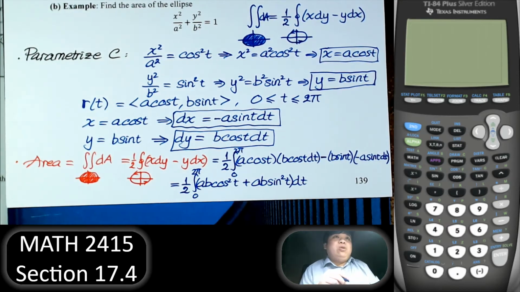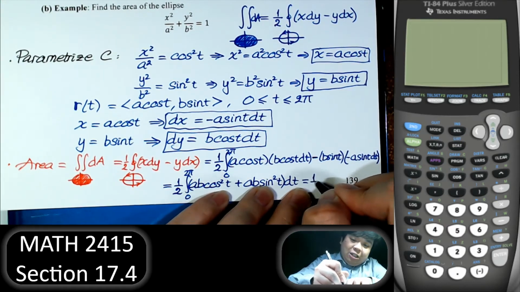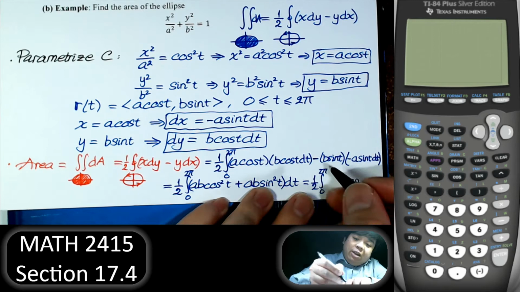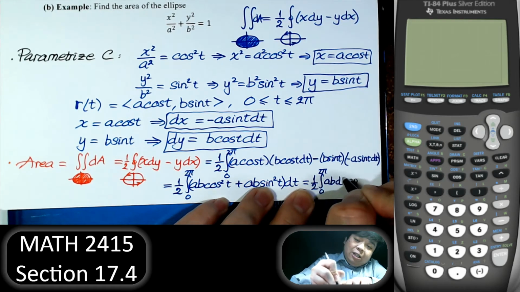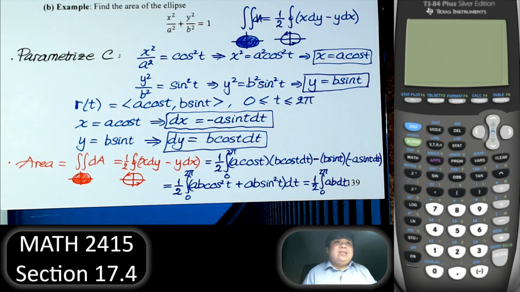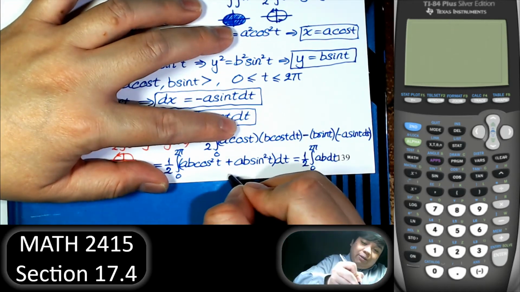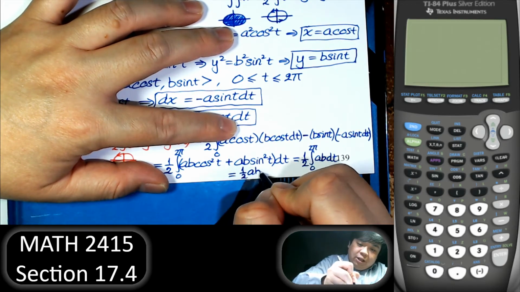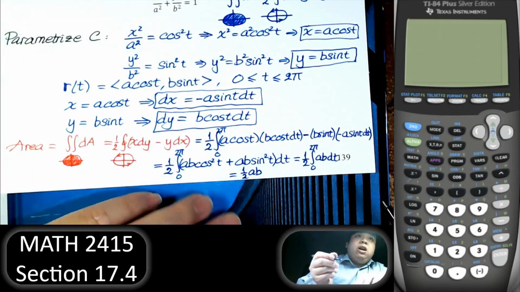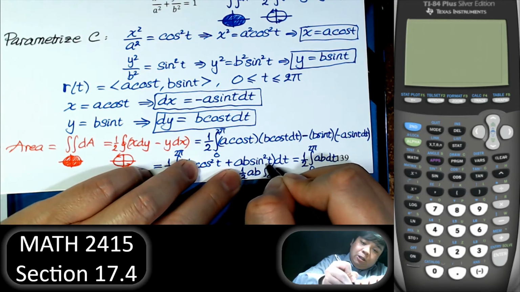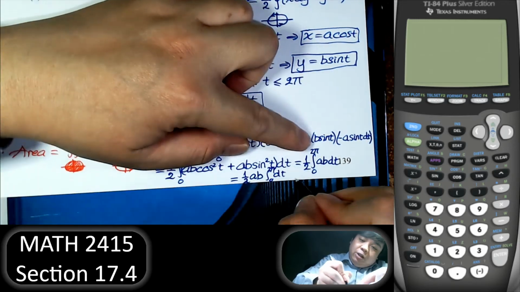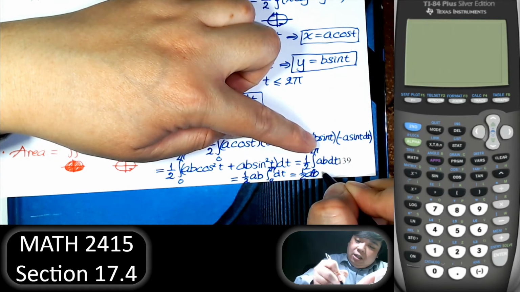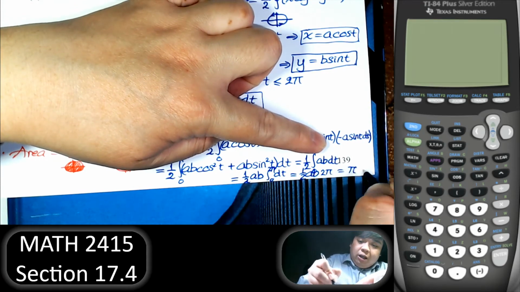Now cosine square plus sine square is 1, right? So this turns into this integral. We just have ab dt. All of them are constant. So the integral equals 1/2. ab is constant, so I will take it outside of the integral, and then the integral from 0 to 2 pi of dt should give us 1/2 ab times 2 pi. So we have pi ab.